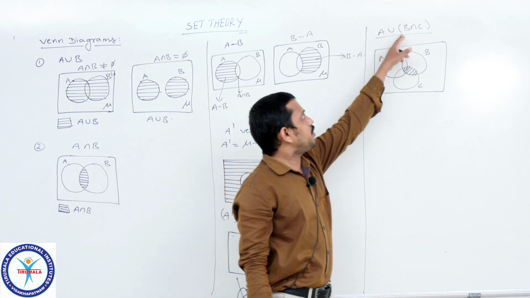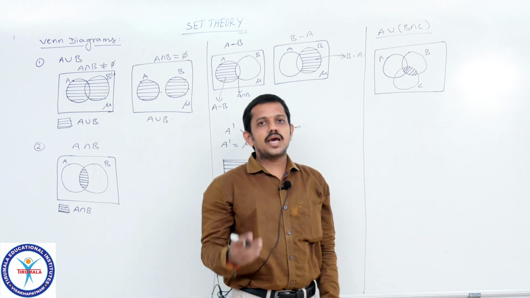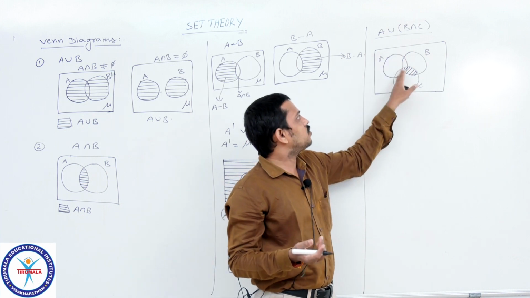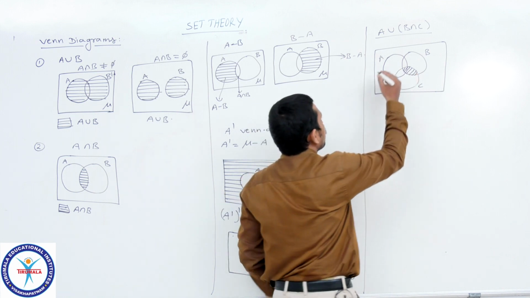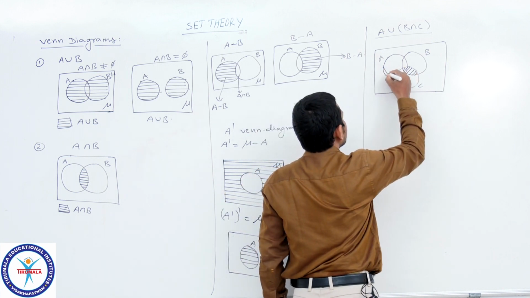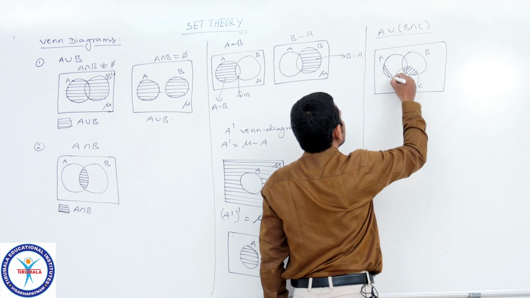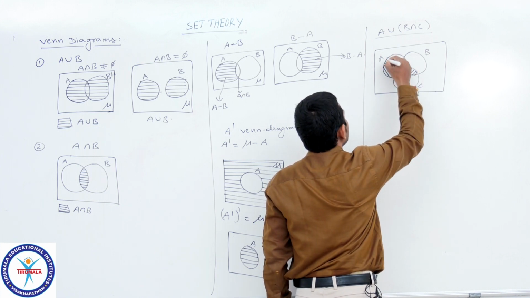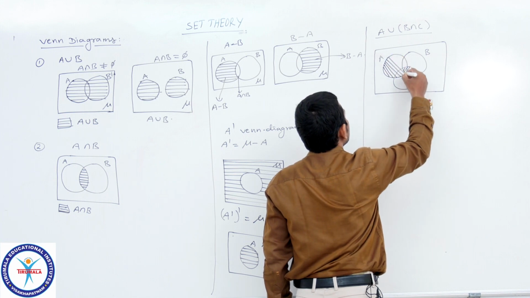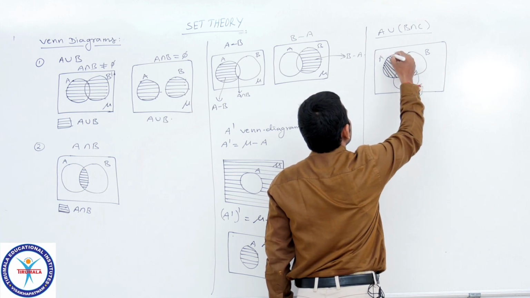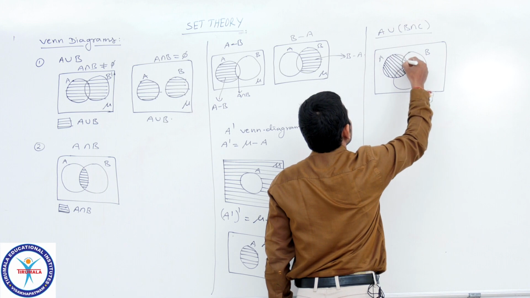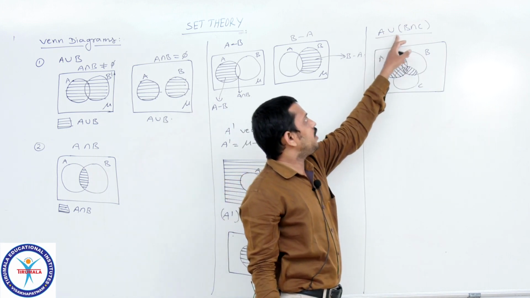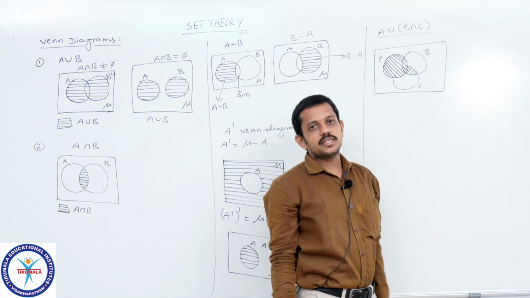Now, A union B intersection C. Now, we have to add the region belonging to set A to this region. So, therefore, this represents A union B intersection C.